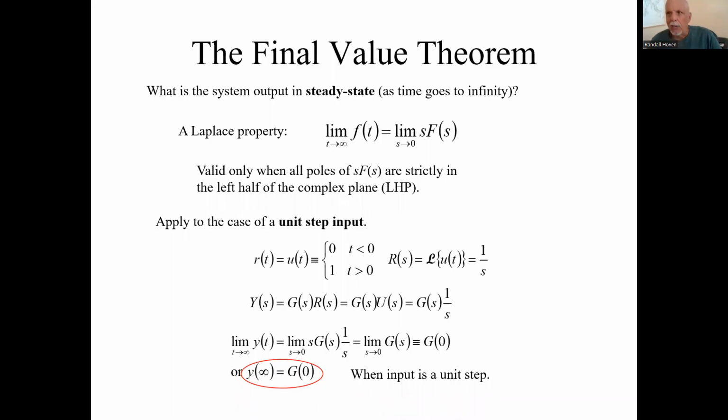Okay, I want to cover one last concept or tool in this module of control systems, and that is the Final Value Theorem. What is it? It says if you're interested in the limit of a time function as time goes to infinity, you can find it directly from the Laplace transform of that function by multiplying it by s and taking the limit as s goes to 0.